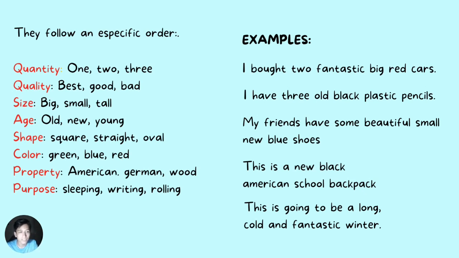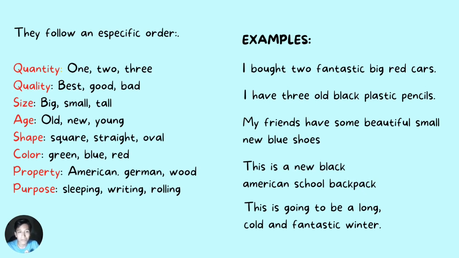To make it easy, here I wrote some examples. I bought 2 fantastic big red cars. As you can see, we follow this order. I have 3 old black plastic pencils. My friends have some beautiful small new blue shoes. This is going to be a long, cold, and fantastic winter.